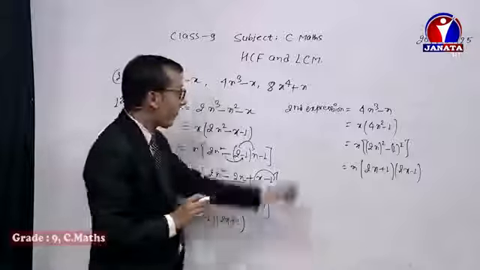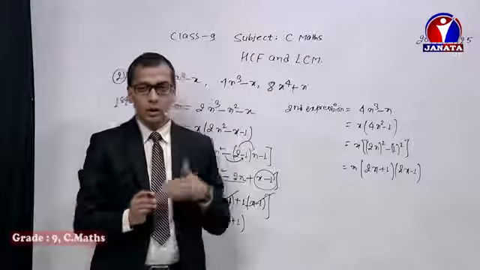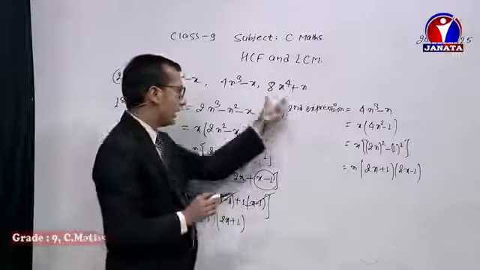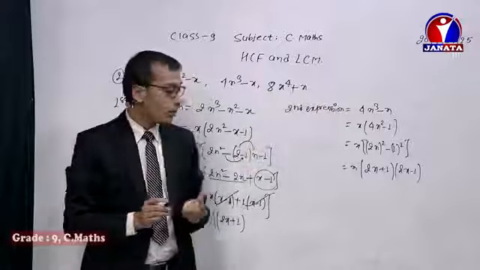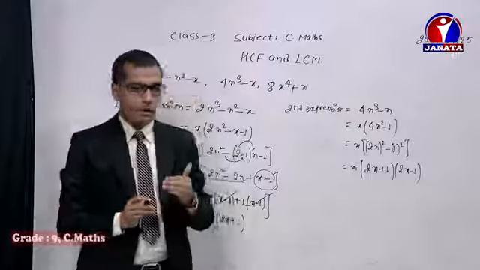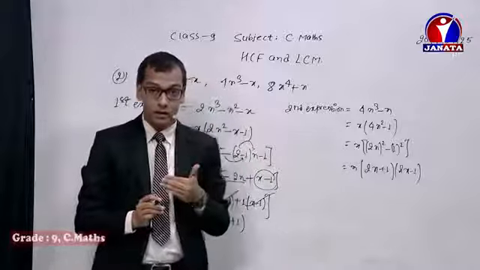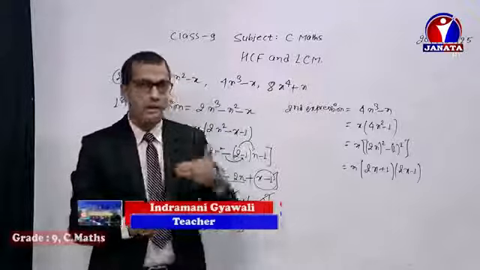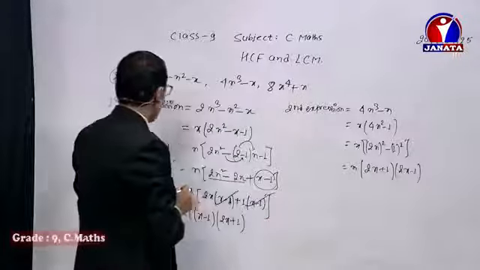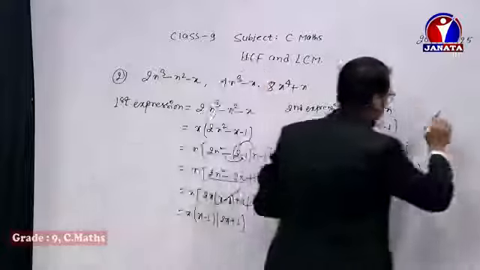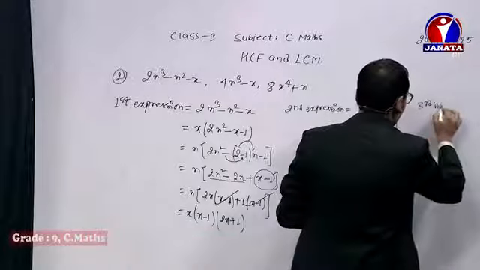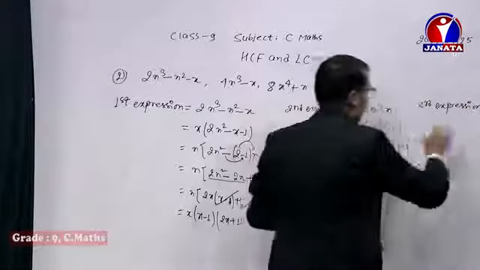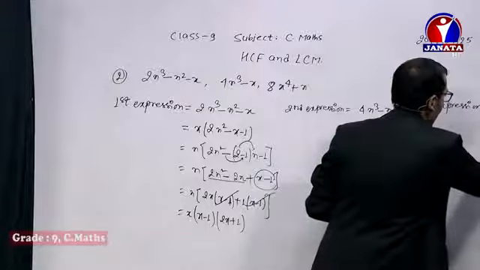Now similarly, we have the third expression. The third expression is 8x to the power 4 plus x. Again, in the third expression there are two terms. Both terms contain at least one x. So we can take x common and then factorize. The third expression is 8x to the power 4 plus x.